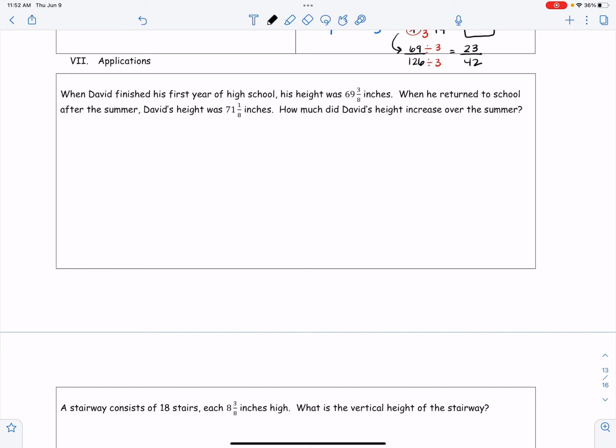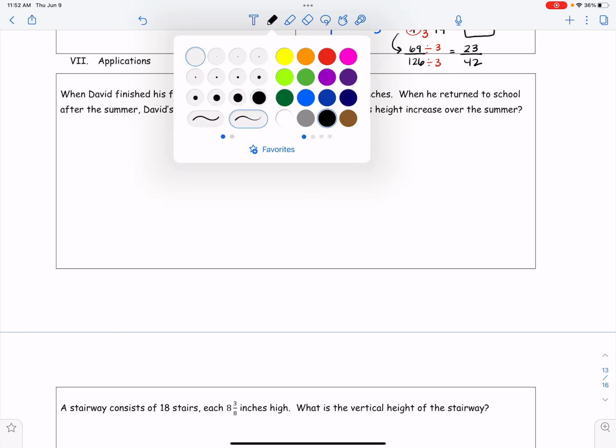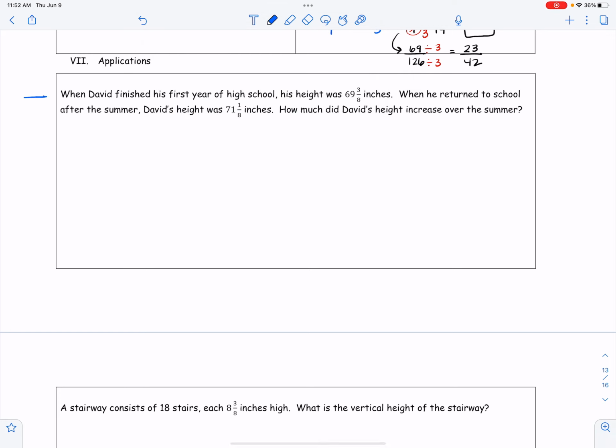All right, so same thing here. I'm going to work a couple, and then I'm going to post the other ones for you. So let's start with this first one, because it has a particular case that I want to look at that comes up sometimes when you are subtracting mixed numbers. All right, so we're given two heights.